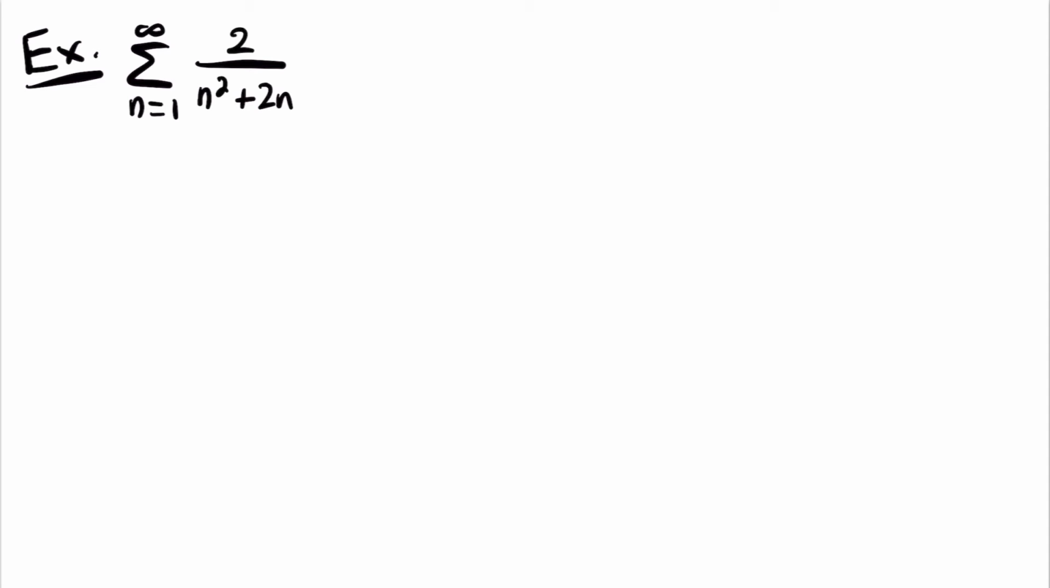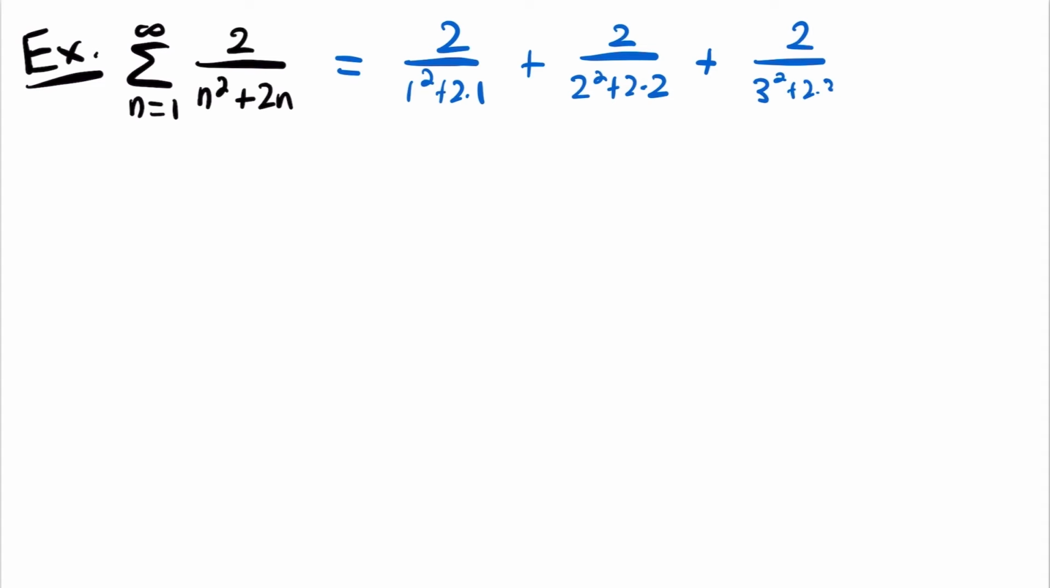And so if we look at the first term, a sub 1, where n is equal to 1, we'll have 2 divided by 1 squared plus 2 times 1. Then we'll add that to the next term, where n is equal to 2. So we'll have 2 divided by 2 squared plus 2 times 2. And then let's do one more, where n is equal to 3. So we'll have 2 divided by 3 squared plus 2 times 3. And then, of course, that would continue on from there.